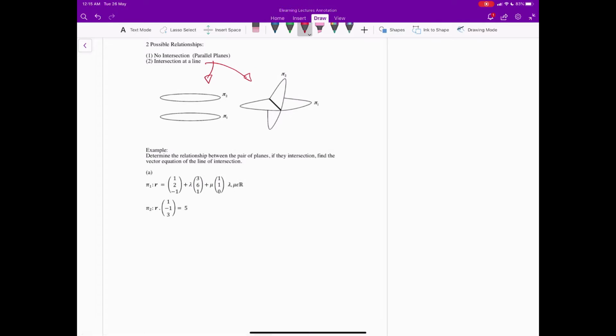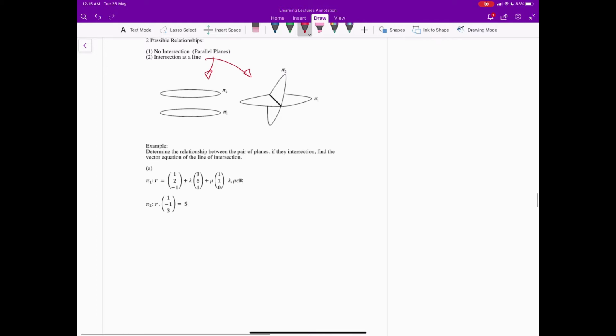Okay, so determine the relationship between the pairs of planes over here. If they intersect, find the vector equation of the line. So how do I determine if the planes are parallel? What I need to do is very simple. Over here I'm going to just tell you the answer straight, that plane 1 and plane 2 are parallel.